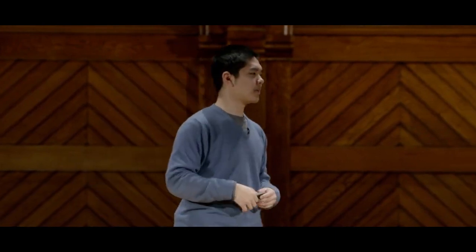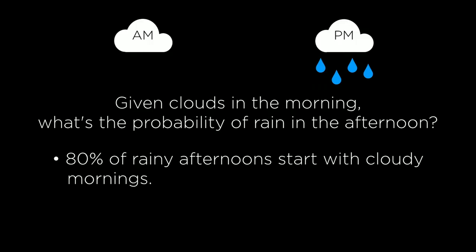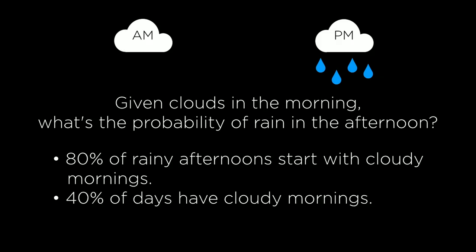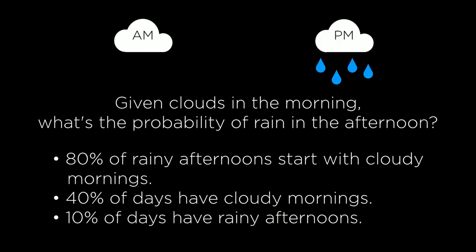Of course, in the abstract, we don't have access to this kind of information, but we can use data to begin to try and figure this out. So let's imagine now that I have access to some pieces of information. I have access to the idea that 80% of rainy afternoons start out with a cloudy morning. You might imagine that I could have gathered this data just by looking at data over a sequence of time, that I know that 80% of the time, when it's raining in the afternoon, it was cloudy that morning. I also know that 40% of days have cloudy mornings. And I also know that 10% of days have rainy afternoons.